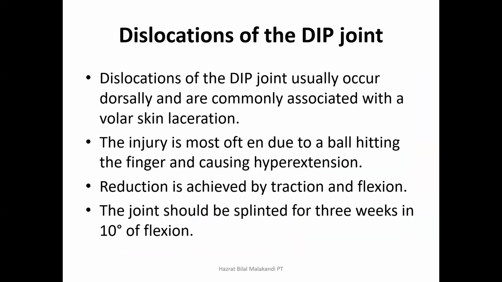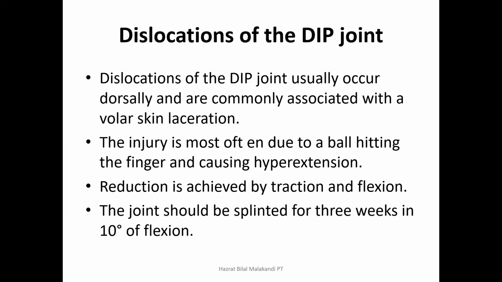extension, and this full extension is blocked, that's why this is known as the dorsal block splint. Regarding the DIP dislocation, we have discussed the fracture of the MCP, the fracture of the middle phalanx, then the proximal phalanx, the middle phalanx, and then the distal phalanx. Then we discussed the dislocation of the MCP joint, then the dislocation of the PIP joint, and now the dislocation of the DIP joint. These dislocations of the distal interphalangeal joint usually occur dorsally and are commonly associated with volar skin laceration, often due to a ball hitting the finger and causing hyperextension.